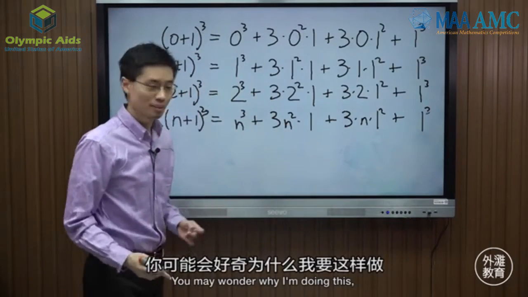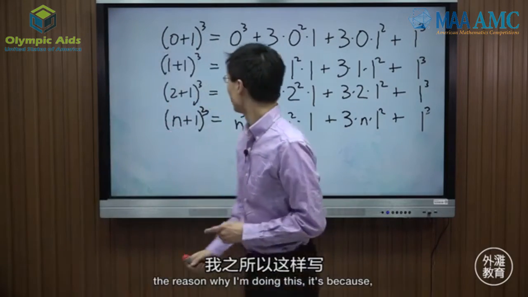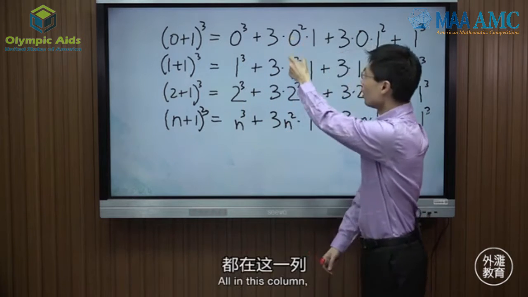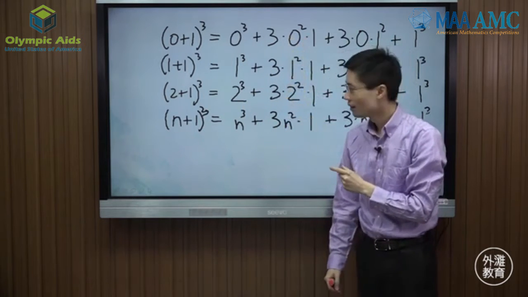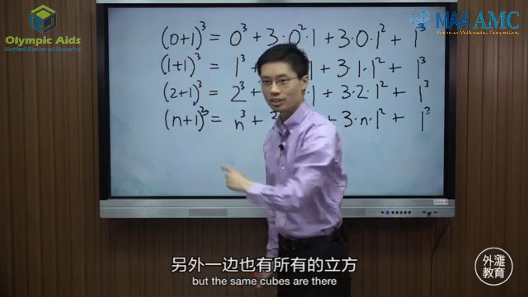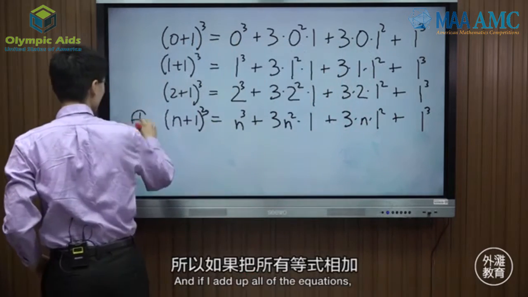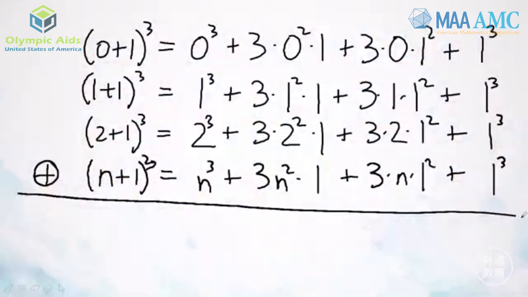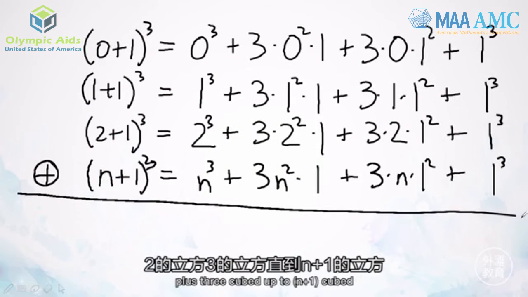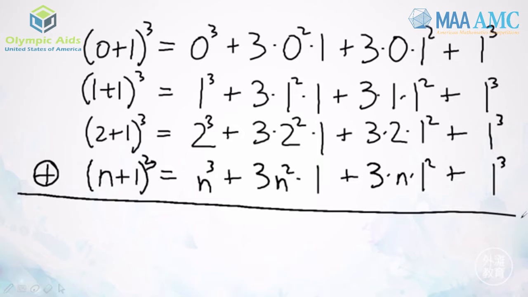You may wonder why I'm doing this. Well, the reason I'm doing this is because I see the squares, 1 squared, 2 squared, up to n squared, are all in this column. I see some cubes here, but the same cubes are there. So if I add together all of the equations, on the left side, I have 1 cubed, 2 cubed, 3 cubed, up to n plus 1 cubed.